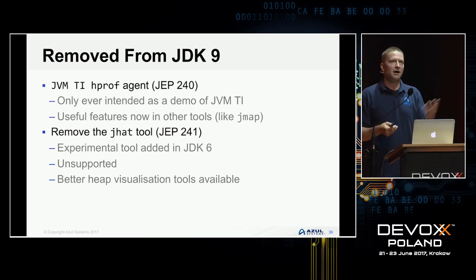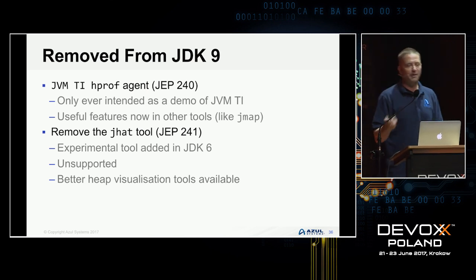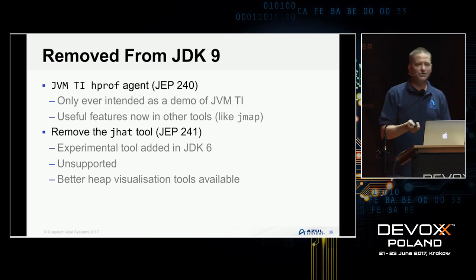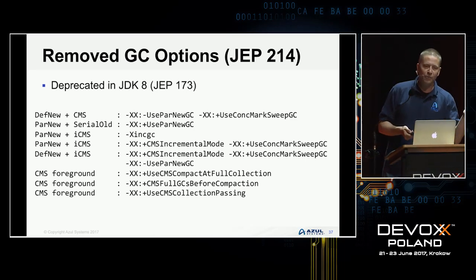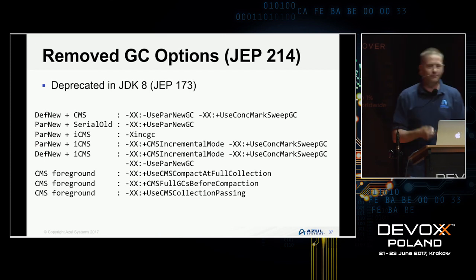Other things that have been removed from the JDK 9, there is a JVM tooling interface, hprof agent, only ever intended as a demo, so there's other ways of doing that with things like JMap. The JHat tool was only ever experimental, introduced in JDK 6, never been supported, and again, better heap visualization tools available. Several of the GC options were deprecated in JDK 8, and now they have finally been removed. Things like the parallel new and serial old combination. Don't know why anybody would do that, but apparently they do, so it's gone. A lot of things to do with incremental concurrent mark sweep. Those things have all been removed as well, so they were deprecated in JDK 8, they're just going away.